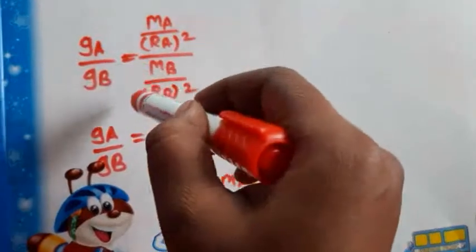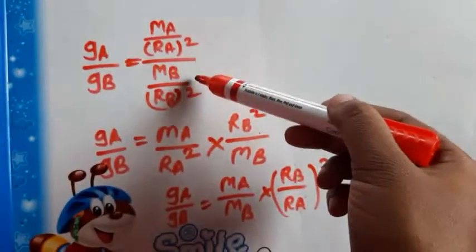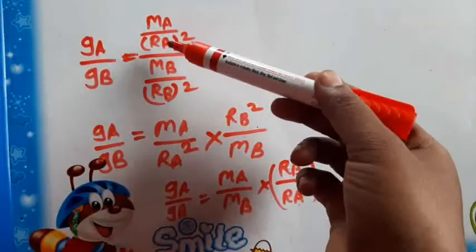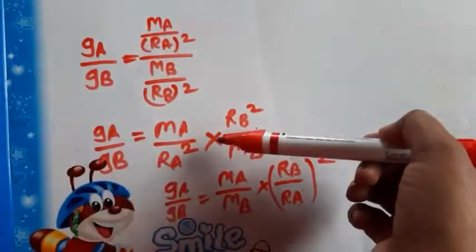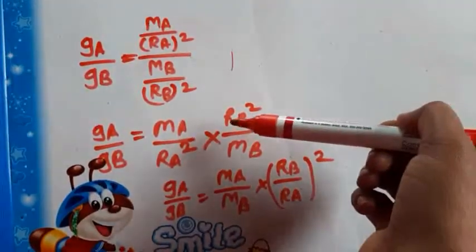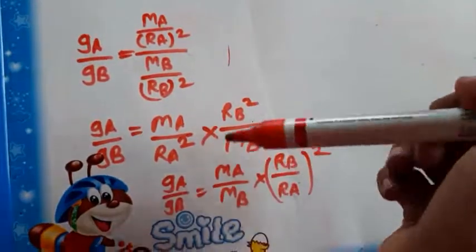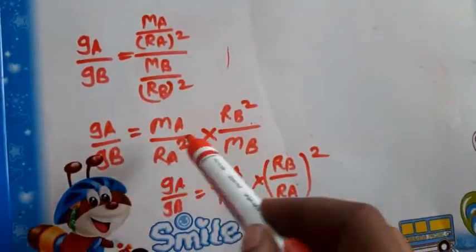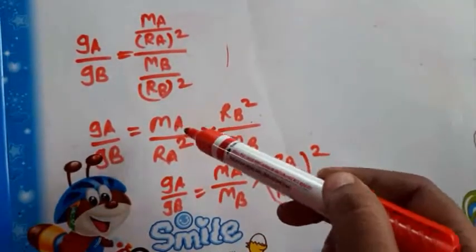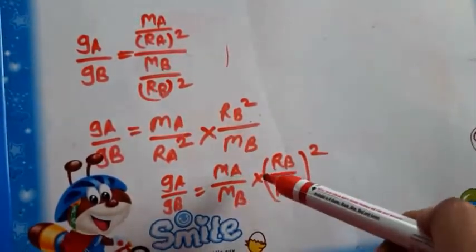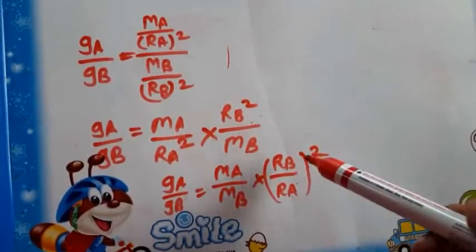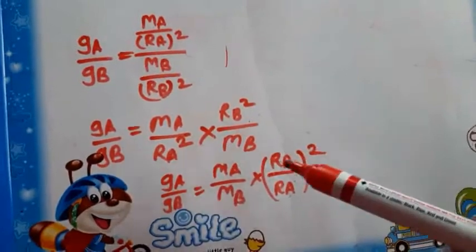If this term in the denominator we want to shift as multiplication, it will be inverted. So Ma divided by Ra into this term will be reversed, Rb by Mb. So Rb square by Mb. Now here mass and mass we will take together and R we will take together. So Ma divided by Mb into Rb divided by Ra. Both are having square, so in bracket out of that square.